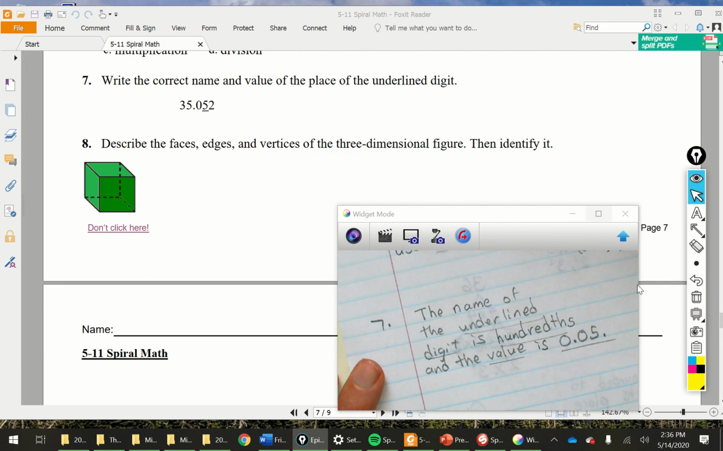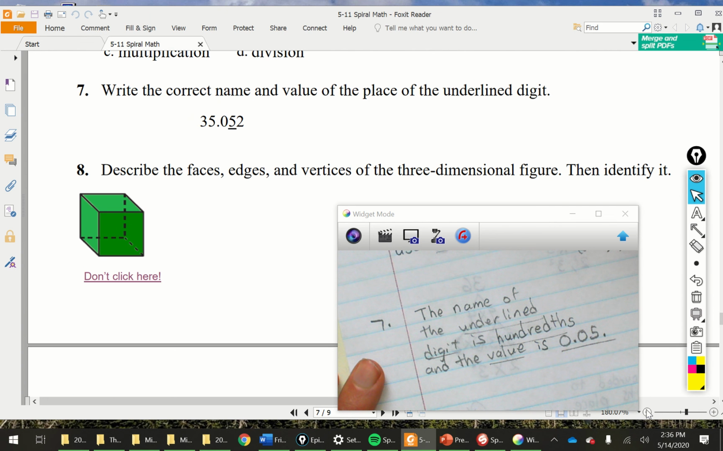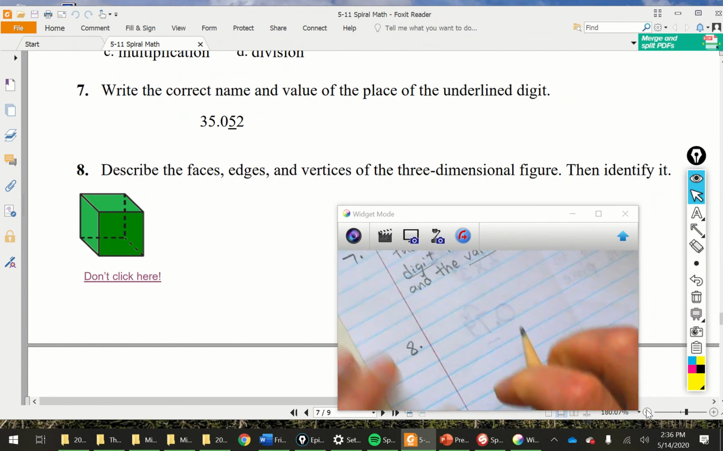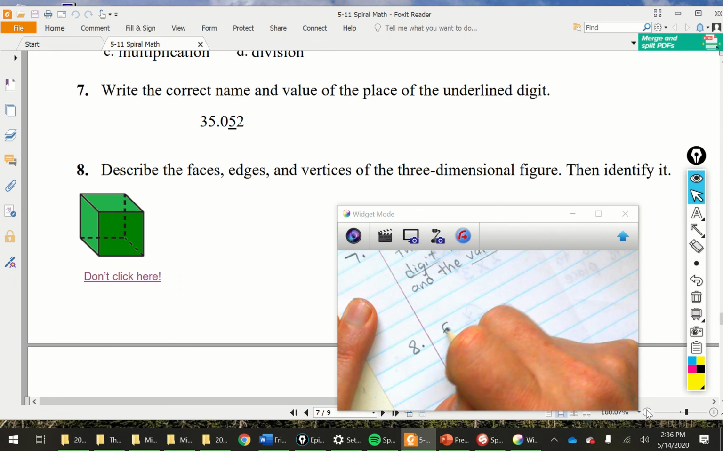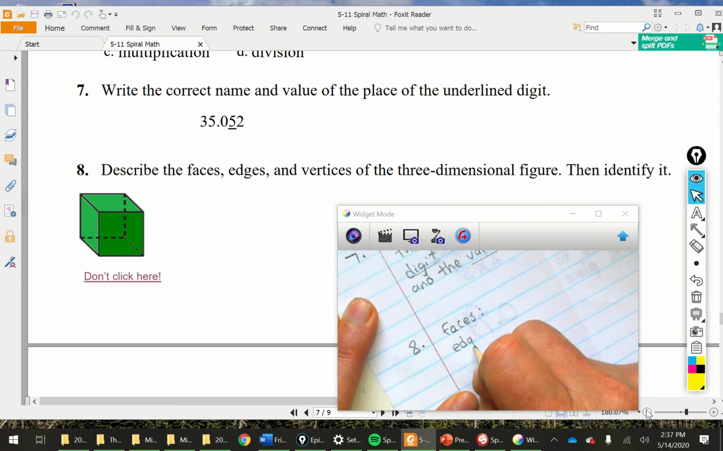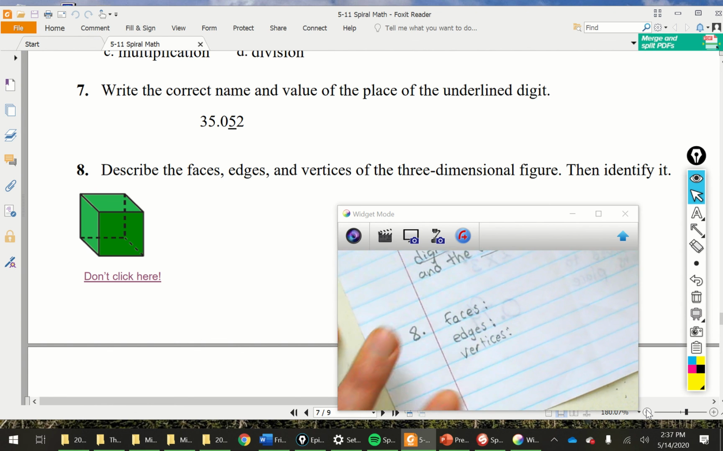I'm going to go ahead and zoom in on this so you can see that shape we're talking about here. All right, it's a little bit easier to see now. Okay, now we're going to describe the faces, edges, and vertices of the three-dimensional figure. When they talk about describing them, we're just counting the numbers of them. So what I'm going to do is first put the faces and a colon, edges and a colon, and vertices and a colon, and I'm going to count them.